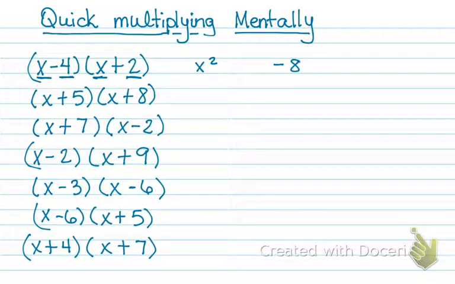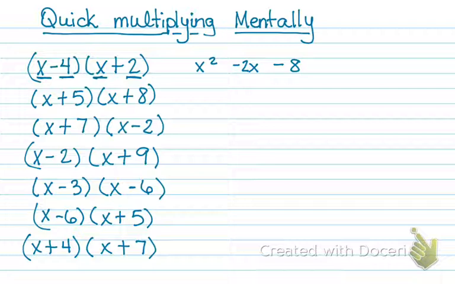Then I just think about this negative 4, so I'm going to get a negative 4x. And then if I'm using the x and the 2, I'm going to get a 2x. So when I combine those together, I end up with a negative 2x. So then this is my final answer.